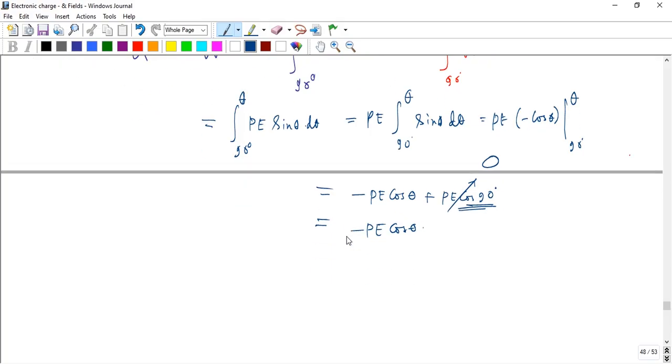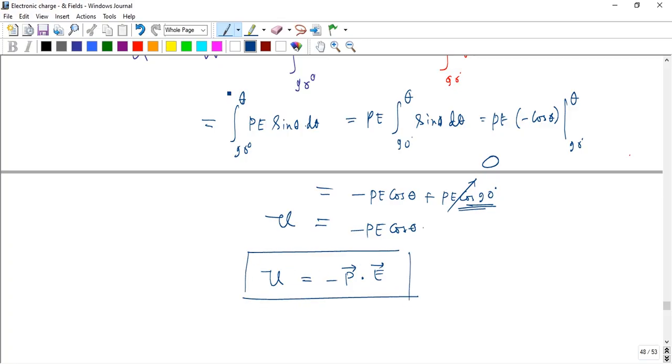So here we get the final U equal to minus P dot E. That is a very beautiful equation. We know that energy is a scalar quantity, dipole moment is a vector, and electric field is also a vector. The dot product of two vectors gives a scalar, so that is verified from vector mathematics.